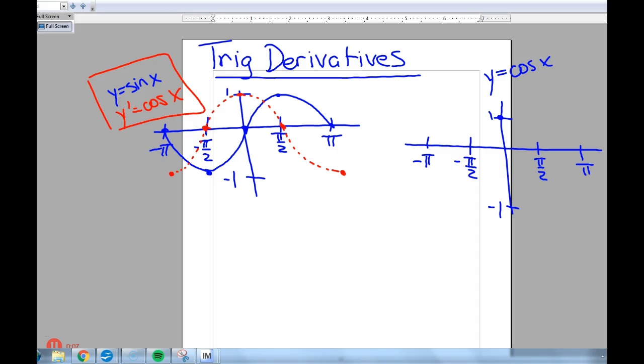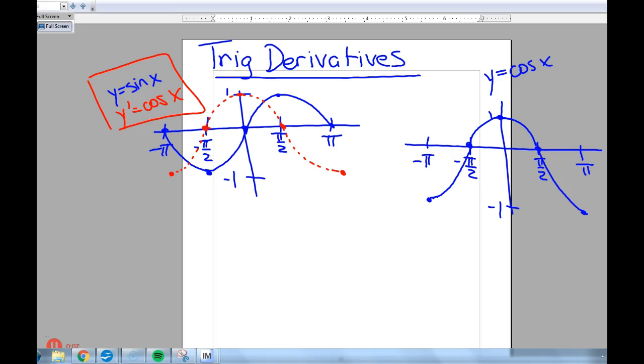What's the cosine up here? 0. What's the cosine over there? Negative 1. This is 0. This is negative 1. Cosine looks like that. And then it just wiggles like that, right? I'm just looking at a small picture of it.